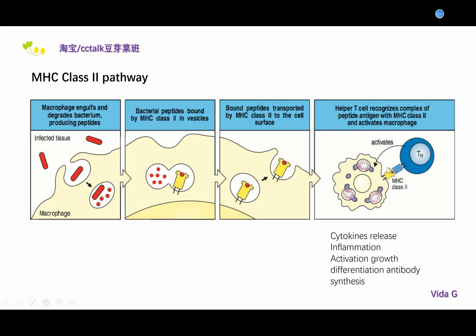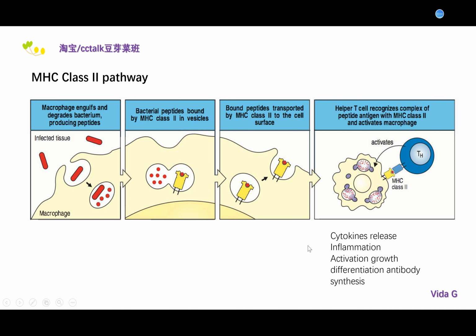And then the MHC class 2 molecule with the virus peptide bound to it is recognized by the T cell receptor on the T helper cell. And the T helper cell will release cytokines that will further activate the macrophage or B cells to let the cell engulf more virus or bacteria.